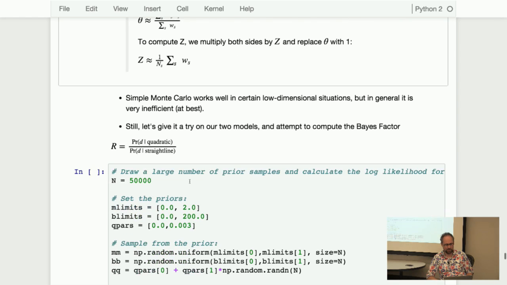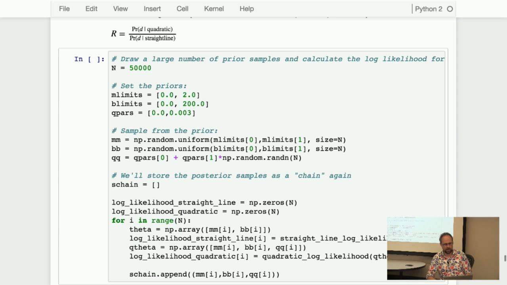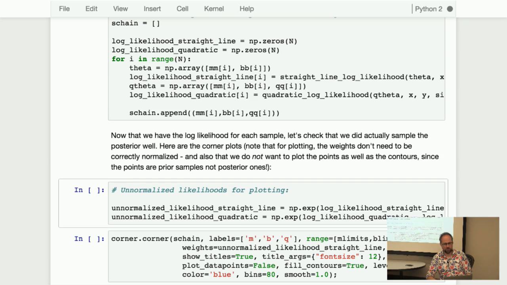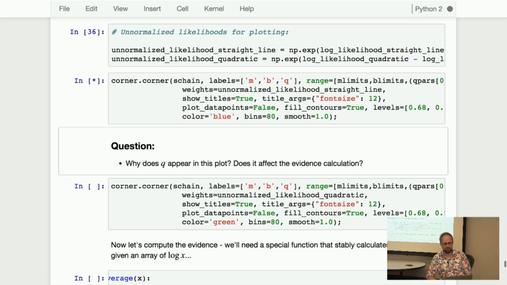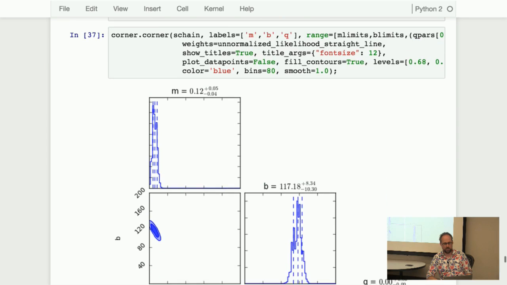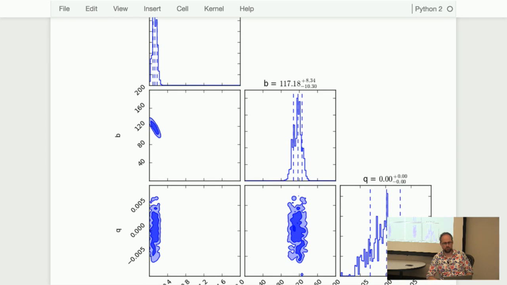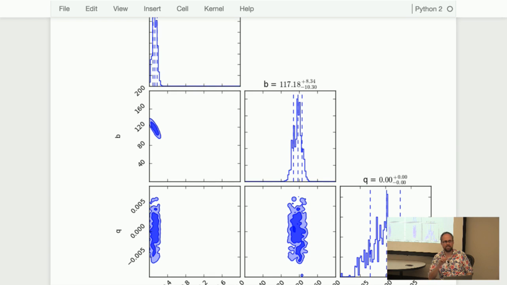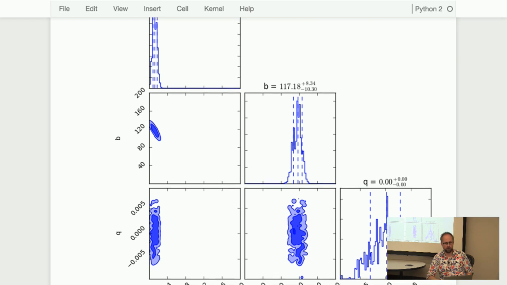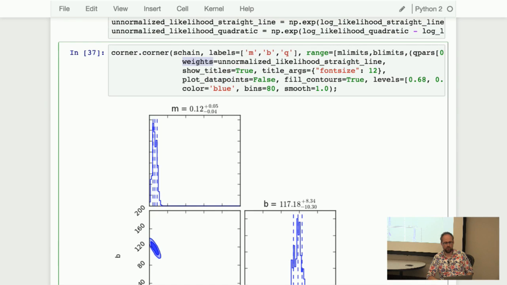Okay, so we're just going to go ahead and do that, and we'll do it for our quadratic model and our straight line model. So here I am drawing a large number of prior samples and doing everything I just said. We should look at how well this actually works by visualizing the corner plot. So here we are in blue for the straight line model. Works pretty well. These are posterior samples where I've made weighted histograms. You can provide weights to corner. The weights are equal to the unnormalized likelihood for the straight line. Not log likelihood, but likelihood.